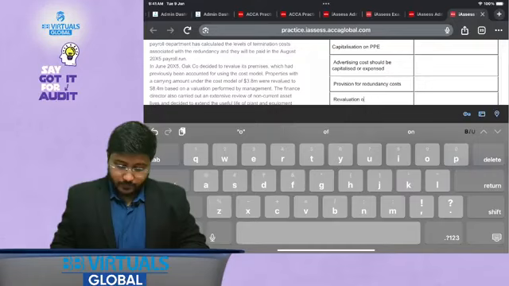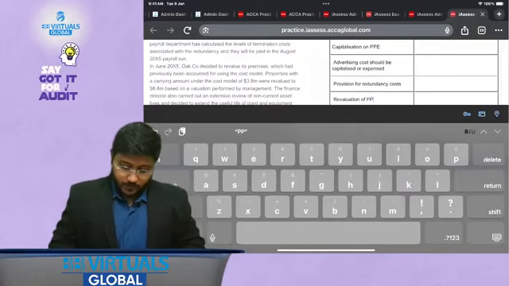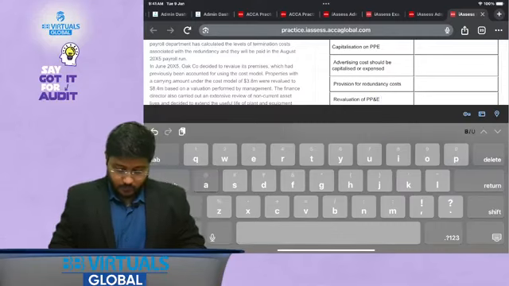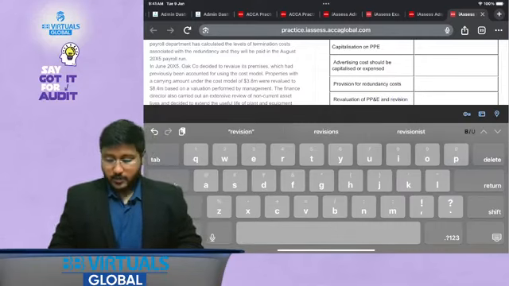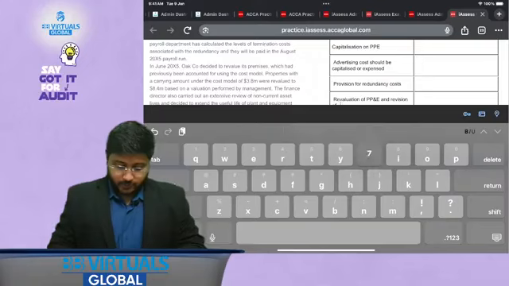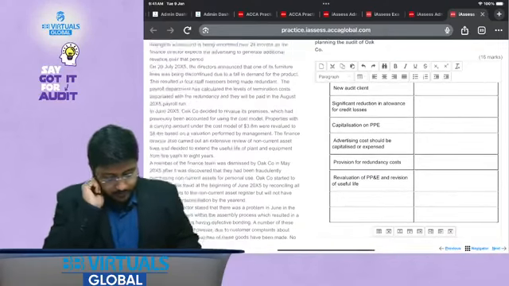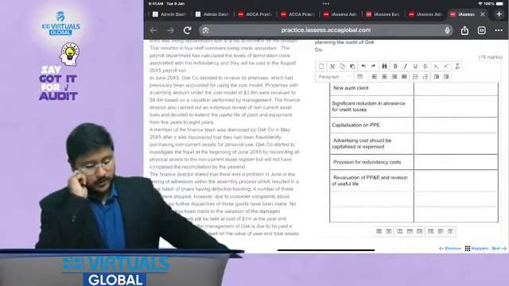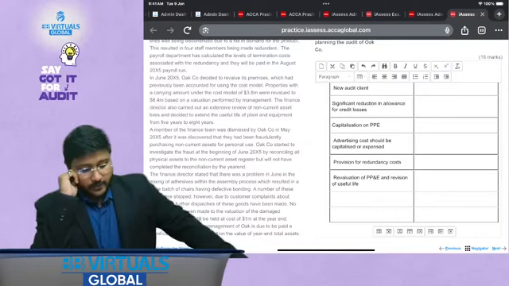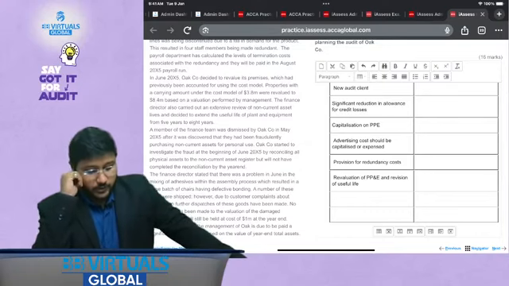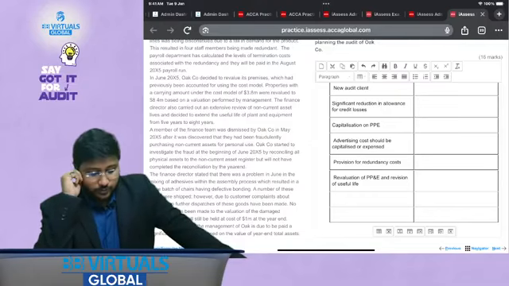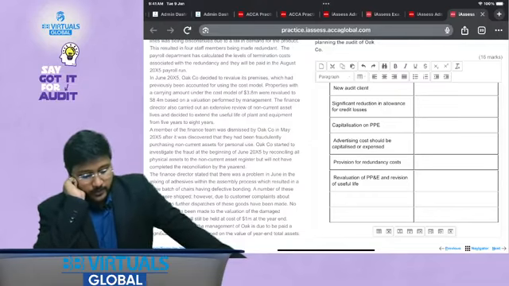Revaluation of PP&E, and revision of useful life. Now, a member of the finance team was dismissed by Oak Company in May 2025 after it was discovered that they had been fraudulently purchasing non-current assets for personal use. Oak Company started to investigate the fraud at the beginning of June 2025 by reconciling physical assets to the non-current assets register, but will not have completed the reconciliation by year end.